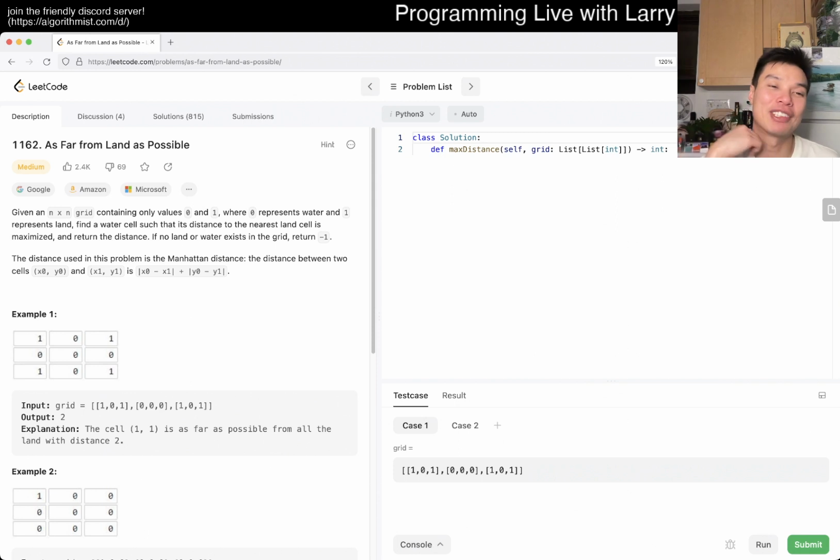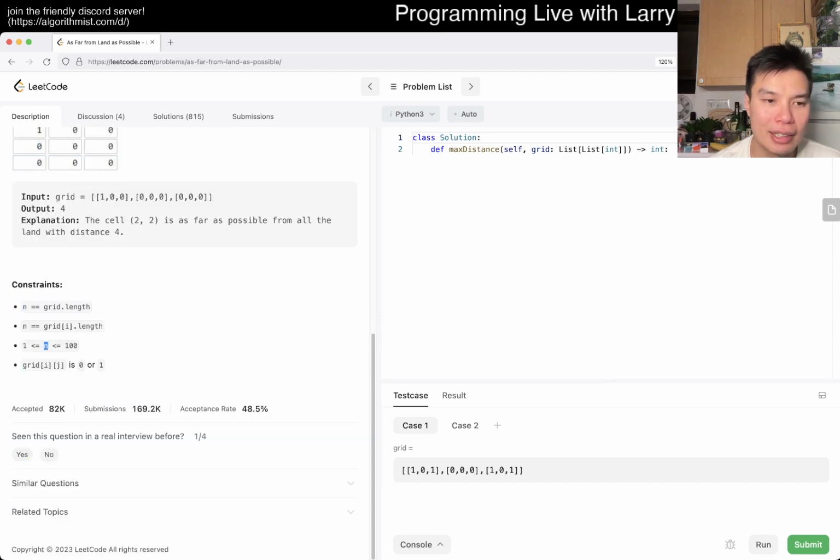But anyway, today's problem is 1162, As Far from Land as Possible. Let's take a look. So you have an n by n grid where the only values are 0 and 1. 0 is water, 1 is land. Find a water cell such that the distance to the nearest land cell is maximized and return the distance.